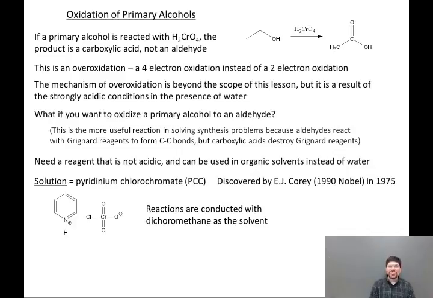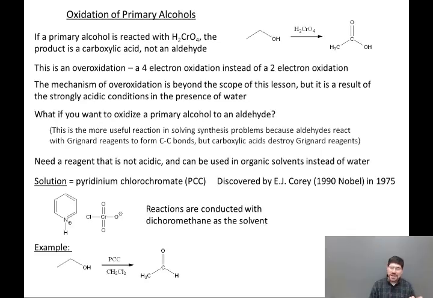And this elegant solution was developed by E.J. Corey, the same person who developed the idea of retrosynthetic analysis, for which he won the 1990 Nobel Prize in Chemistry. Corey developed the PCC reagent in 1975. So an example of the use of PCC now would be starting with ethanol, reacting it with PCC and dichloromethane. Instead of getting acetic acid, you now get the acetaldehyde that you would like out of this oxidation reaction.